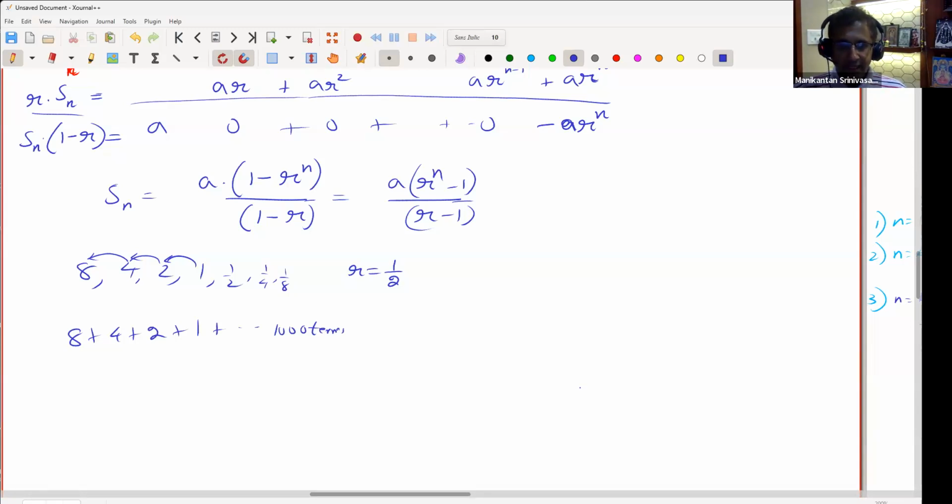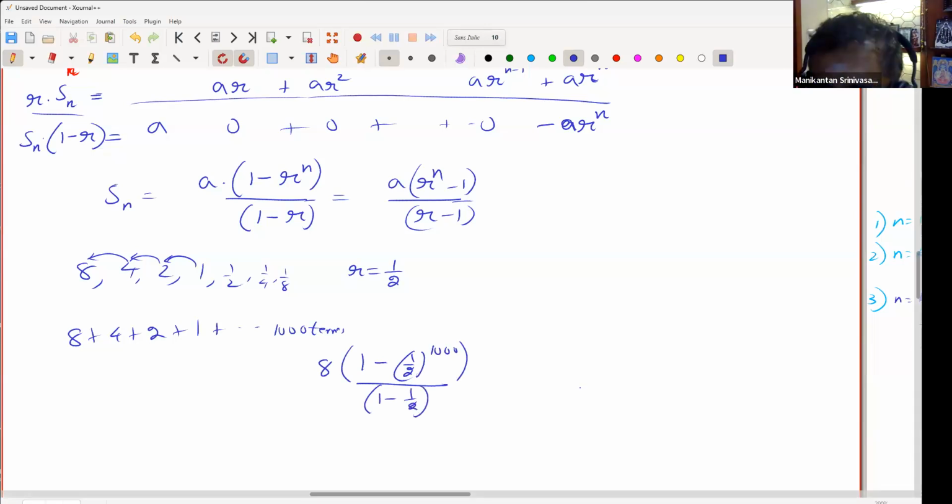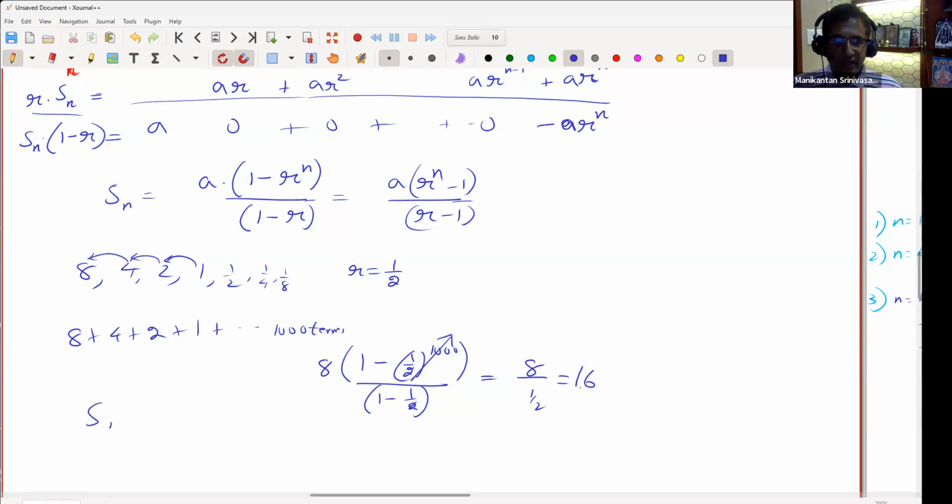The first term is 8, and r is half, so it becomes half power 1,000 upon 1 minus half. Now, what is half power 1,000? Half power 1,000 is practically 0. If you keep multiplying half by itself 1,000 times, it becomes a very, very tiny number. So this is practically 0. So it just becomes 8 upon half, which is 16. So in other words, the sum till infinite terms will just be a by 1 minus r, as long as r is numerically less than 1.